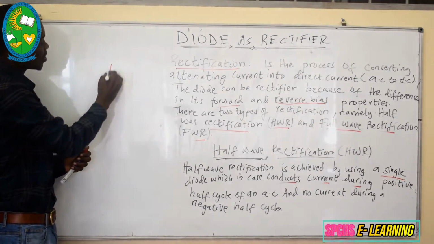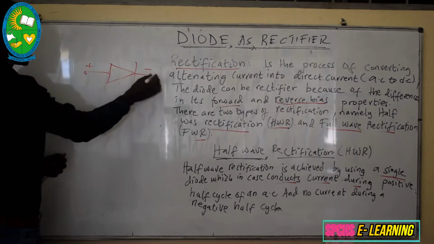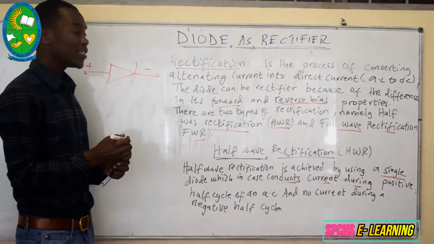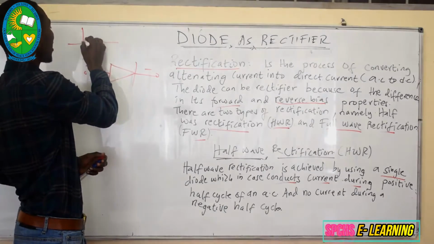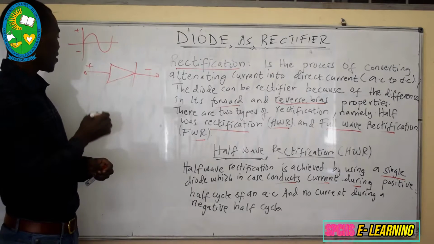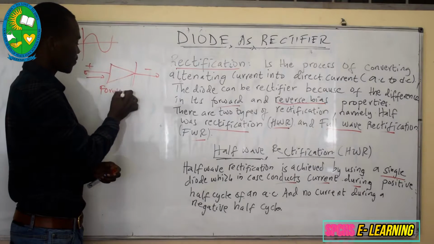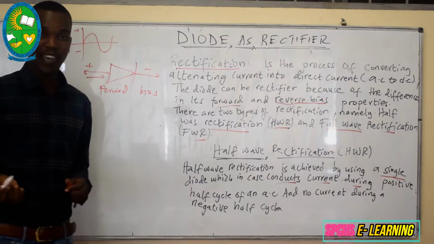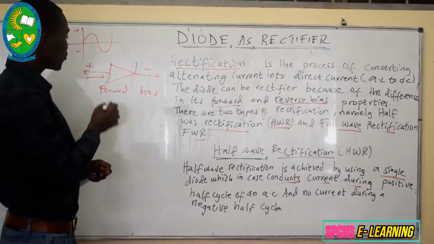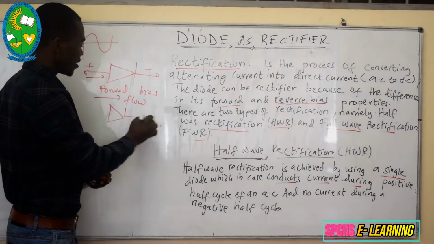Why? Because a diode has a positive side and a negative side. Now, when it is connected to AC, since AC changes polarity with time, at a certain time it is positive and at a certain time it is negative. During a positive cycle, this diode will be forward biased. We know that a diode conducts when it is in forward bias, so during a positive half cycle, the current will flow.